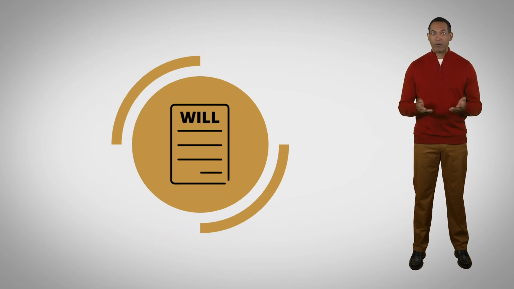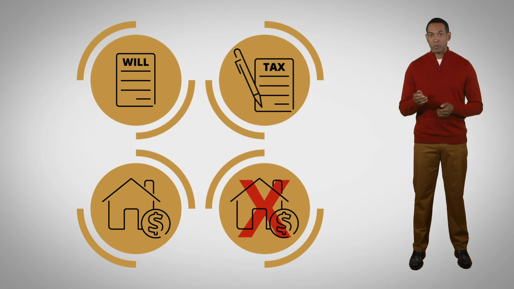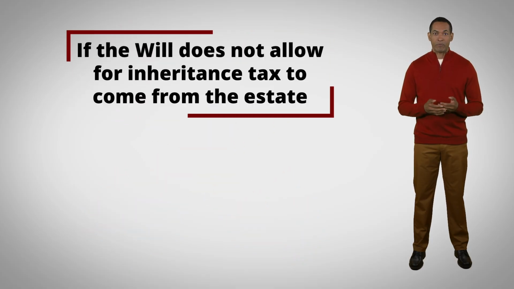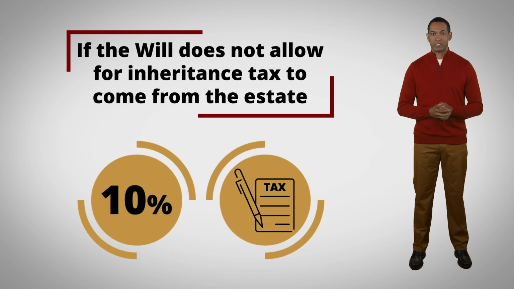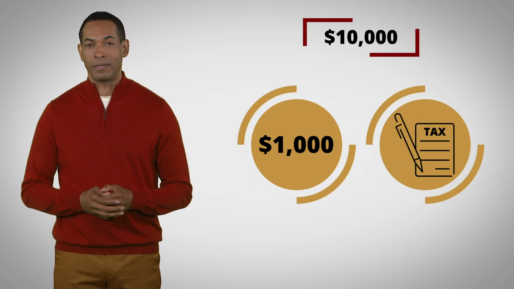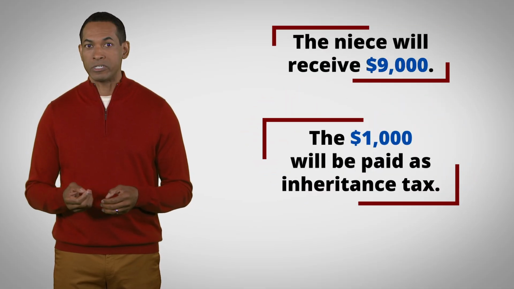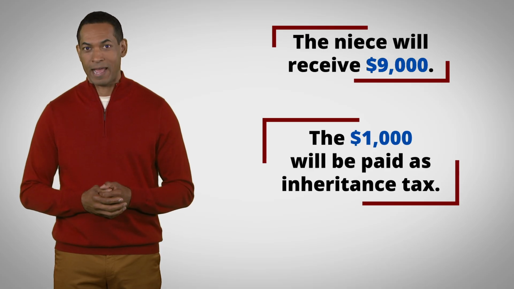The will may allow for inheritance tax to be paid from the estate, or it may not. We will talk about how it gets paid in both situations. If the will does not allow for inheritance tax to come from the estate, deduct a 10% inheritance tax from the property to be distributed. For example, if the decedent left $10,000 to his niece, her inheritance tax is 10% or $1,000. Therefore, the niece will receive $9,000, and the $1,000 will be paid as inheritance tax.